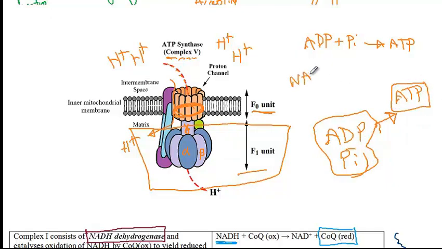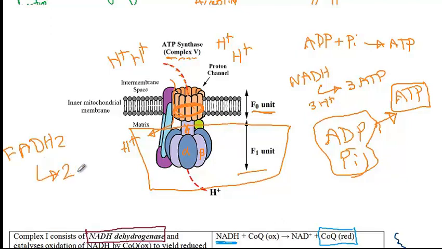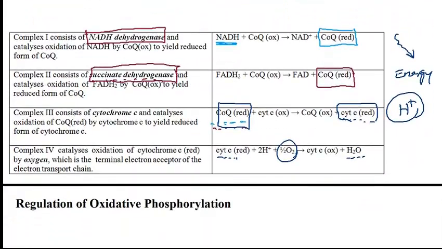Now every NADH we just discussed, we had 3 H+ moved, so it will yield approximately 3 ATP, while every FADH2 yields approximately how much? 2 ATP. Alright, so that's about it. We're done with the electron transport chain.